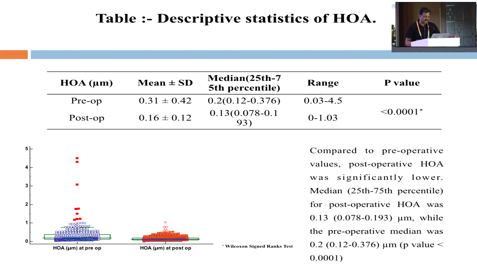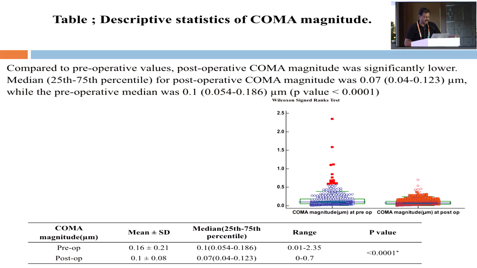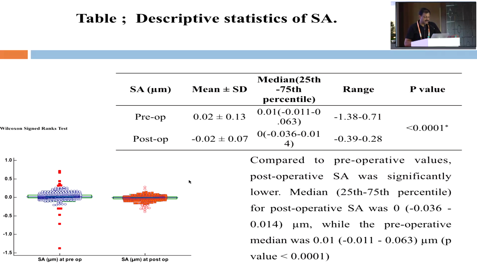this device has a wonderful centration system, by which we could achieve, if you see all in all, a drop in the post-op HOAs from 0.31 to almost 0.16. And that's what I think the quality of vision can be attributed to. Similarly, we had the coma dropping from 0.16 to close to 0.1 post-operatively. Talking about the spherical aberration, the pre-operative 0.02 plus minus 0.03 went to almost minus 0.2 plus minus 0.7.